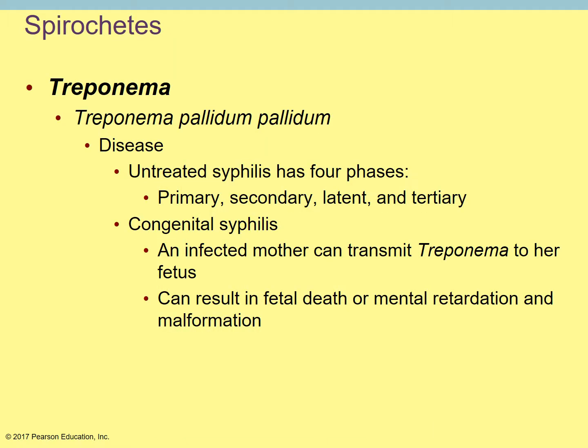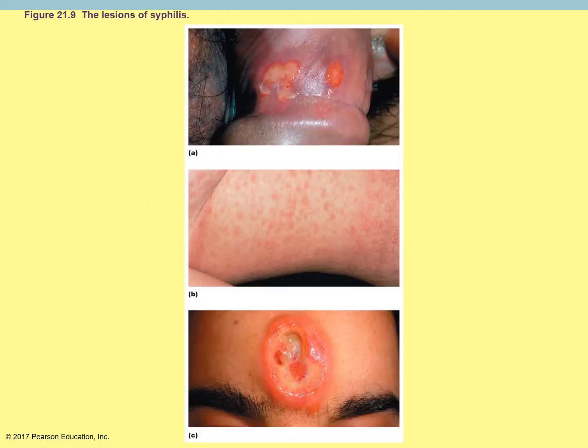If it is left untreated, syphilis will have four distinct phases: primary, secondary, latent, and tertiary. Congenital syphilis is when a mother who is infected transmits it to her fetus. This can result with devastating results. It can lead to fetal death. If not death, it can lead to mental retardation and malformation.